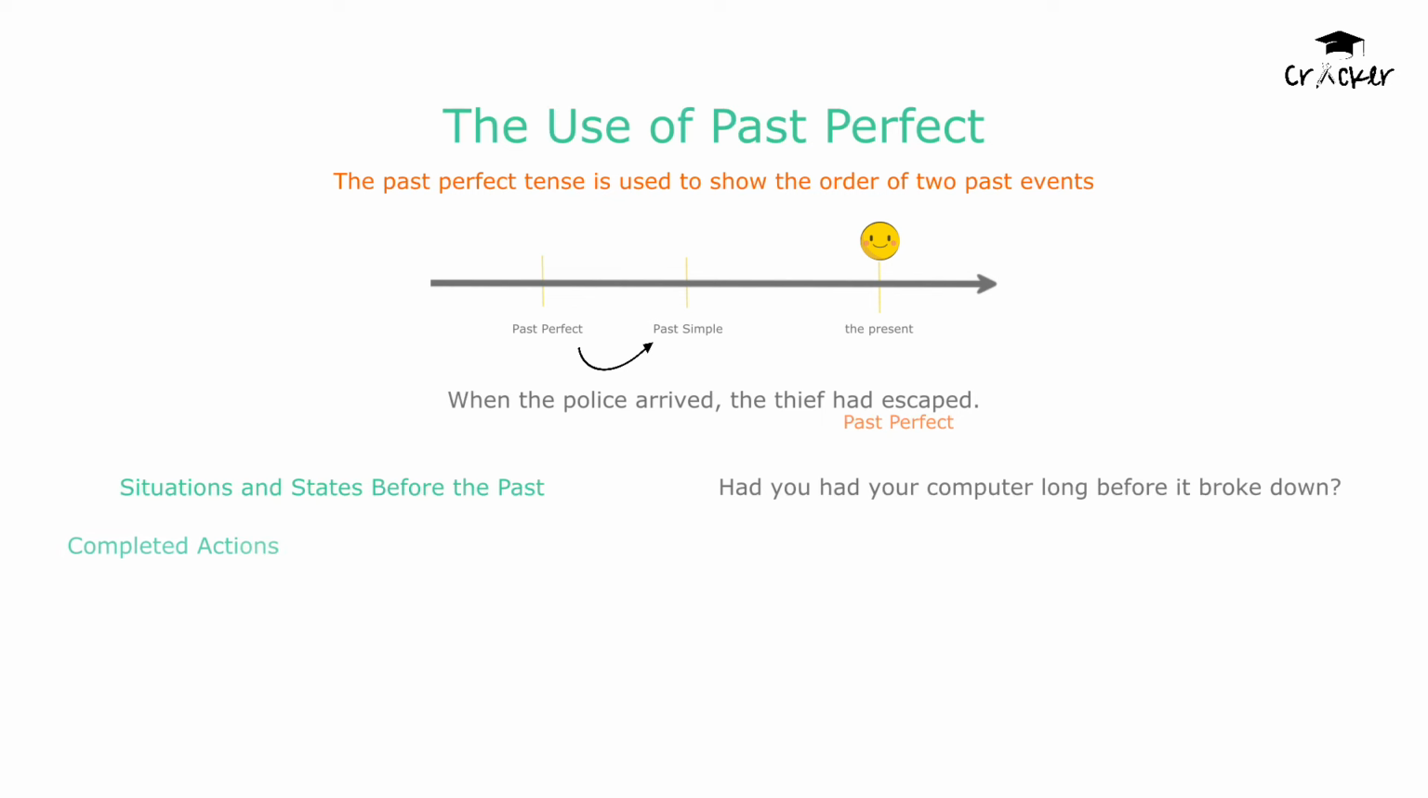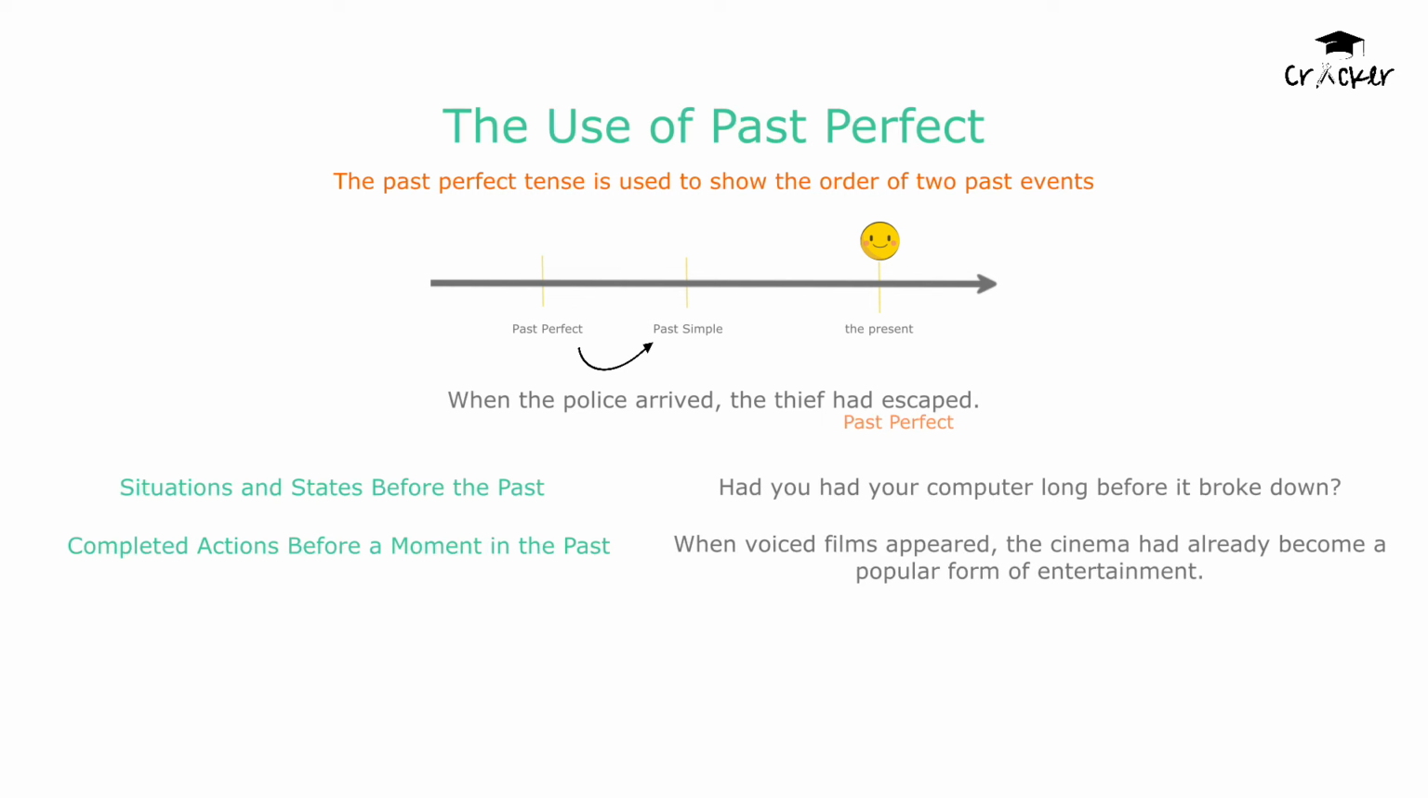Next, we have completed actions before a moment in the past. An example is, when voiced films appeared, the cinema had already become a popular form of entertainment. The cinema became popular before voiced films appeared.